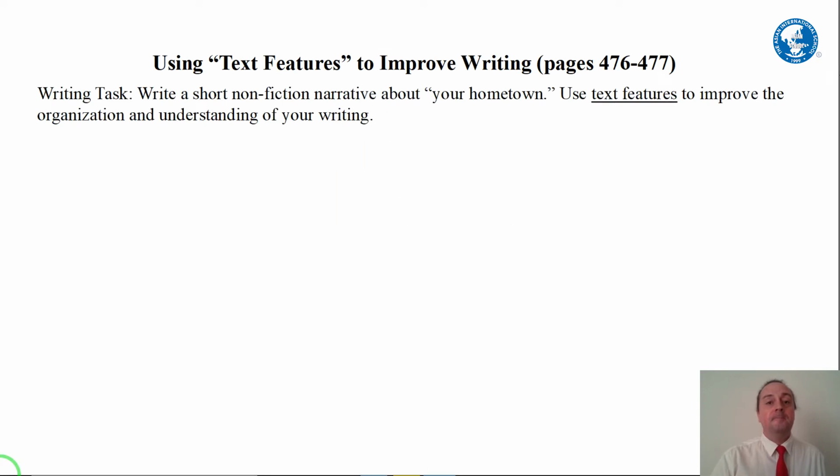So here is a task for you. Okay. I want you to write a short nonfiction narrative about your hometown where you live. And I want you to use all of the text features that we talked about to improve the organization and understanding of your writing. Okay? The text features help reading and writing. Okay? So I want you to take maybe 5 minutes, okay? Pause the video and get out your notebook and write a short narrative about your hometown.